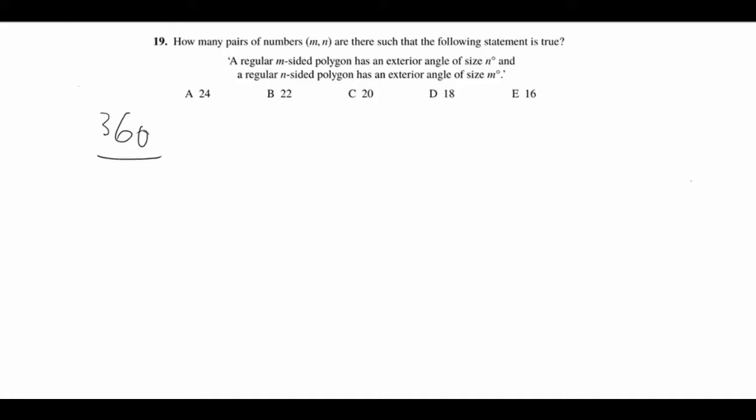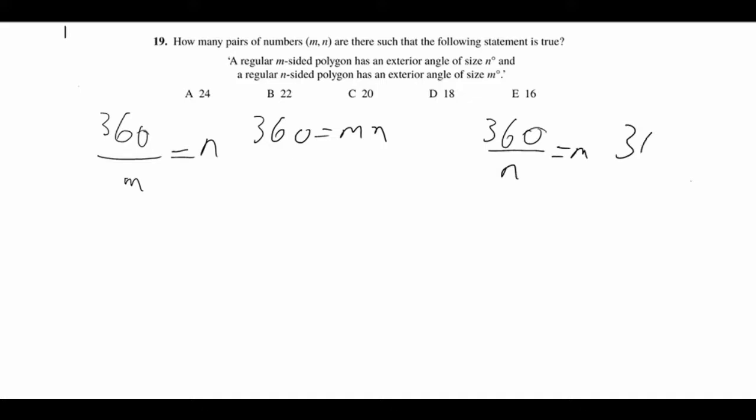And so, for the first statement, a regular m-sided polygon has an exterior angle of size n, we can generate the equation 360 divided by m is equal to n, and so 360 is equal to mn. For the second statement, we can say that 360 divided by n is equal to m, and so again 360 is equal to mn.